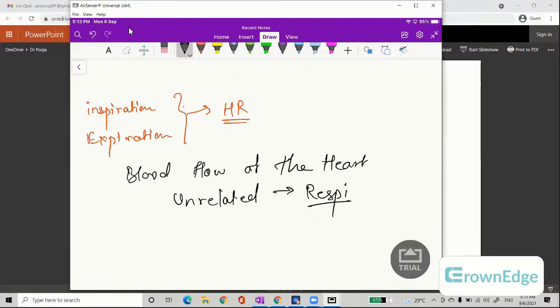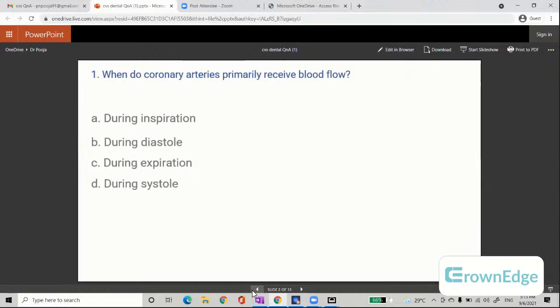It is totally unrelated to inspiration and expiration, right? Blood flow is totally unrelated to respiration, because during the inspiration also and during the expiration also, the heart rate will be going on, which is not related to this. So that's why the answer of this question becomes option B. It is purely option B, right? Okay.